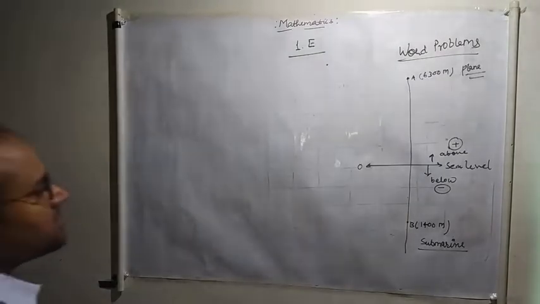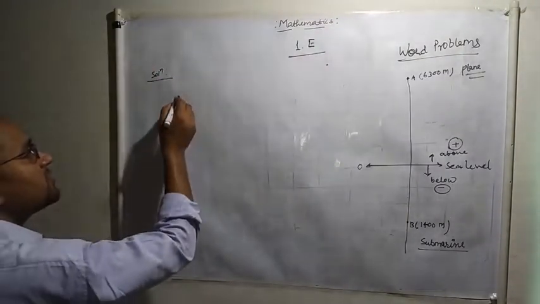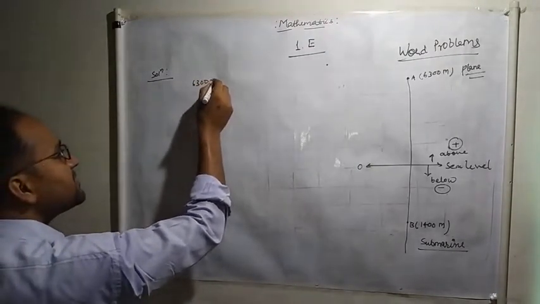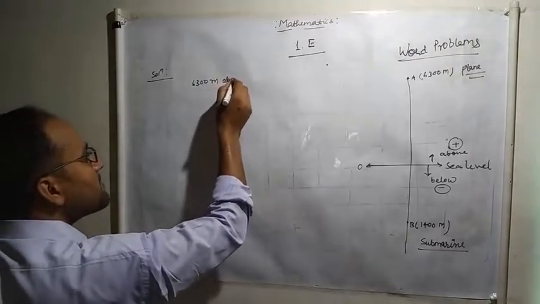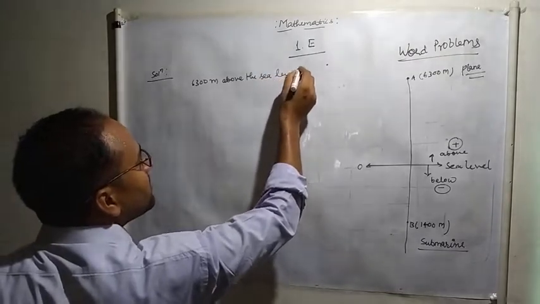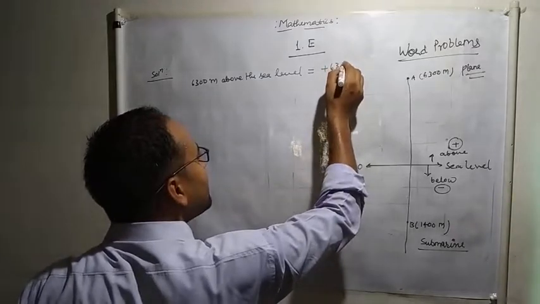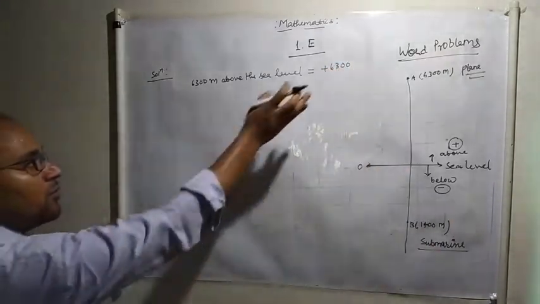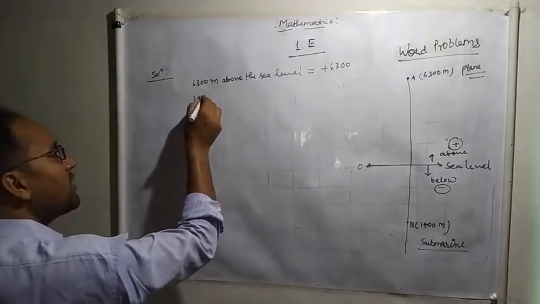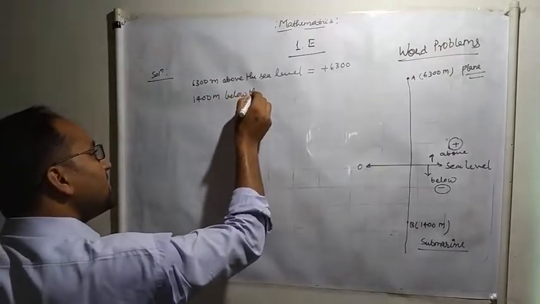So the solution of this one: 6,300 meter above the sea level is equal to plus 6,300, you can write it with a plus or only write 6,300, and 1,400 meter below the sea level.